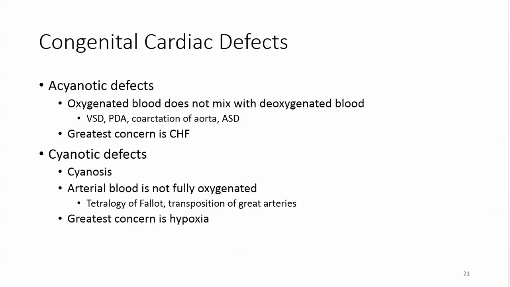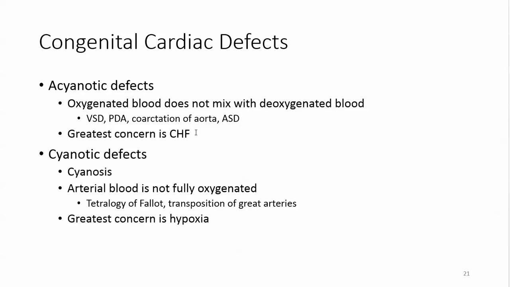Okay, now we're going to talk about congenital cardiac defects. Now we're going to talk about acyanotic and cyanotic defects. So in acyanotic, they don't turn blue, right? Oxygenated blood does not mix with deoxygenated blood. So the ventricular septal defect, patent ductus arteriosus, coarctation of the aorta, and atrial septal defect. The greatest concern with acyanotic defects is congestive heart failure, okay? Because it's putting too much pressure on the lungs. It's putting too much blood into the lungs.